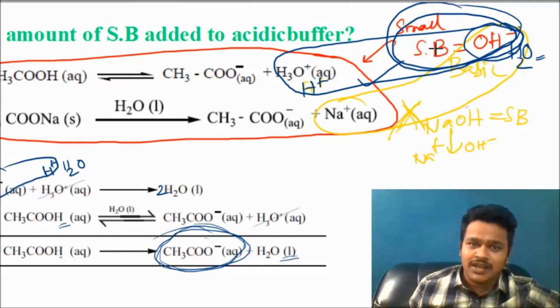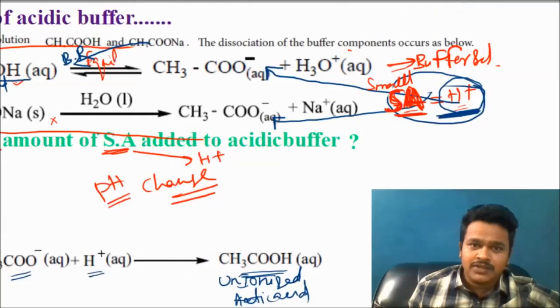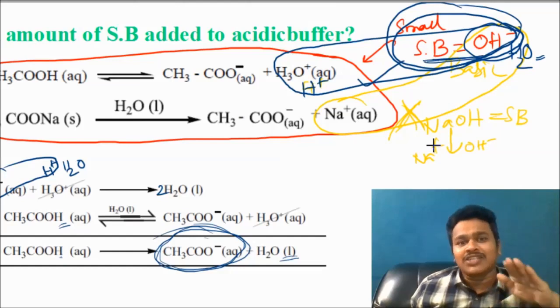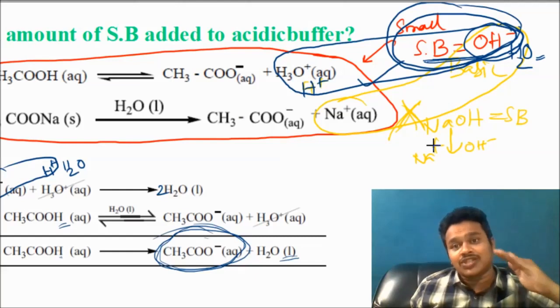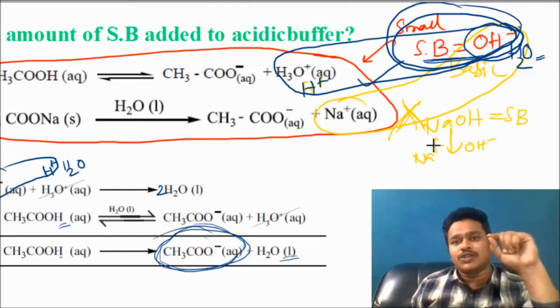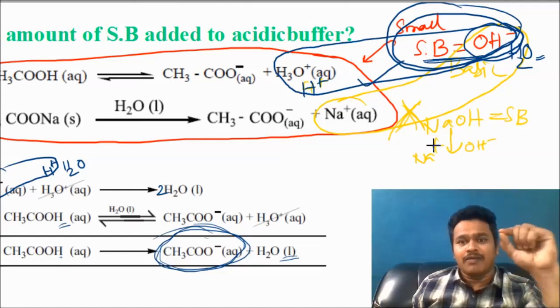So what is the study here? In the previous slide you learned that when you add a small amount of a strong acid there is no change in the pH. In this slide we are adding a small amount of strong base, and again there is no change in the pH value. That is the action of an acidic buffer. Till now I have studied the action of acidic buffer by the addition of a small amount of strong acid and of strong base. This is the buffer action.